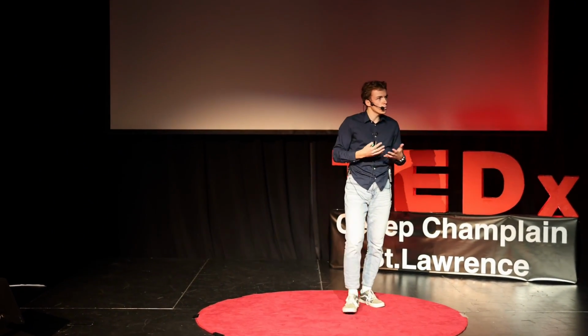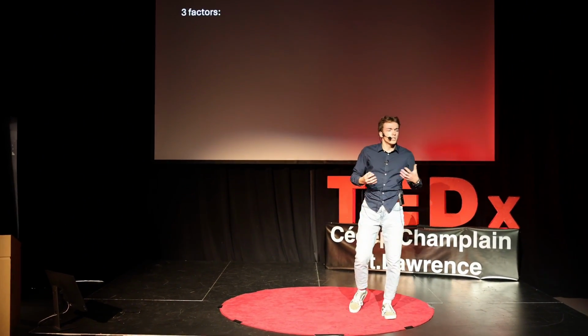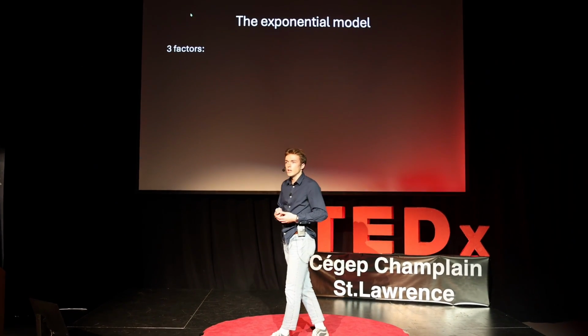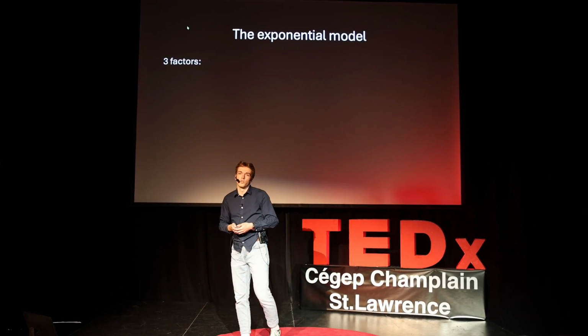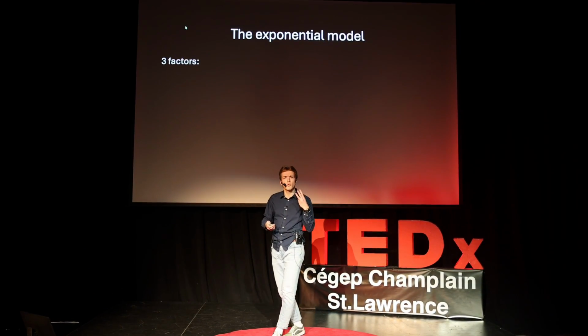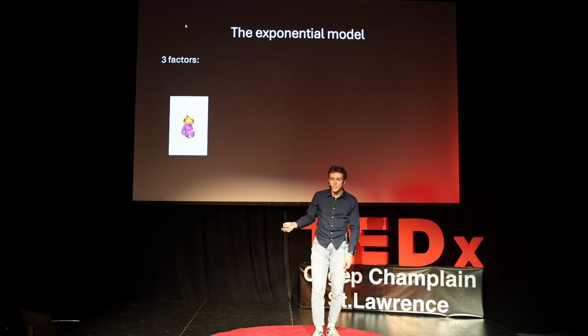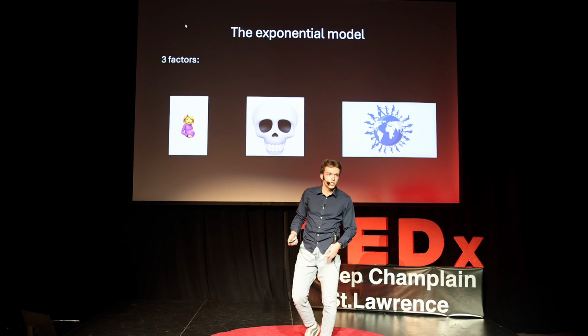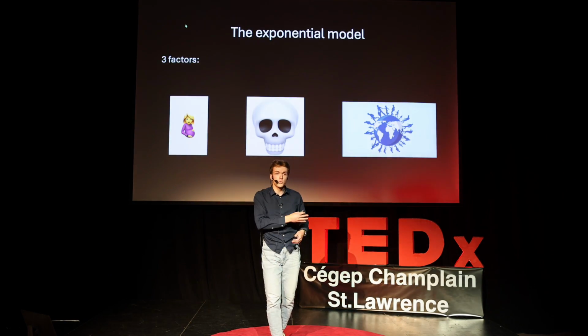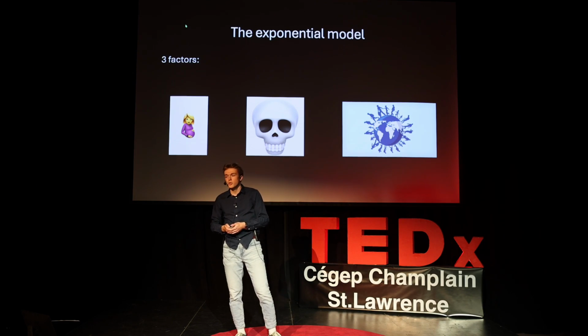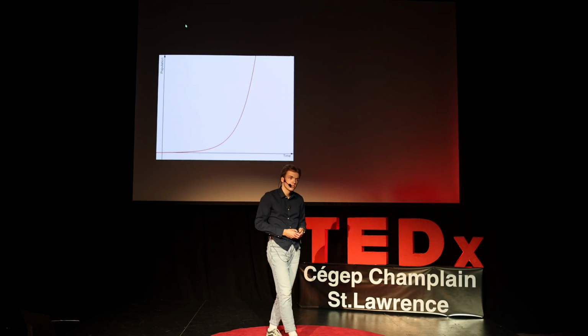Now, some of you might recognize this model because it's commonly taught in high schools and also because it's the simplest one of the three. It combines three growth factors, which are fertility, mortality, and migration. And when you throw those three factors into an equation, you get a graph that looks like this.